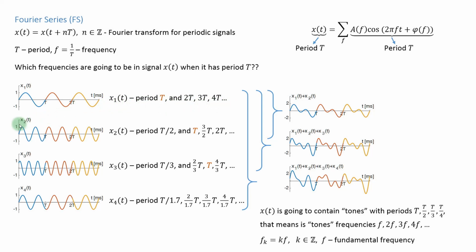Now, let's take a look at the signal x2. The signal x2 is also a sine, but it has twice the frequency of this signal, so its period is going to be half of this one.